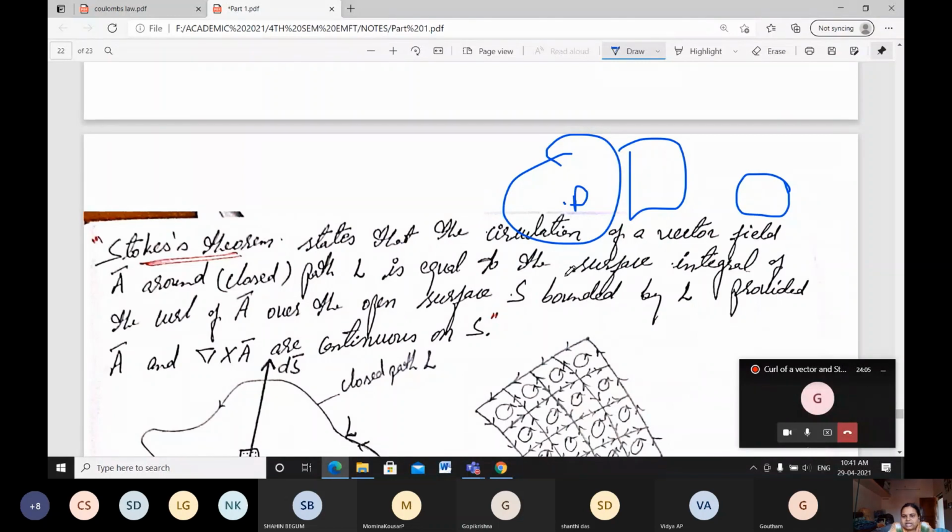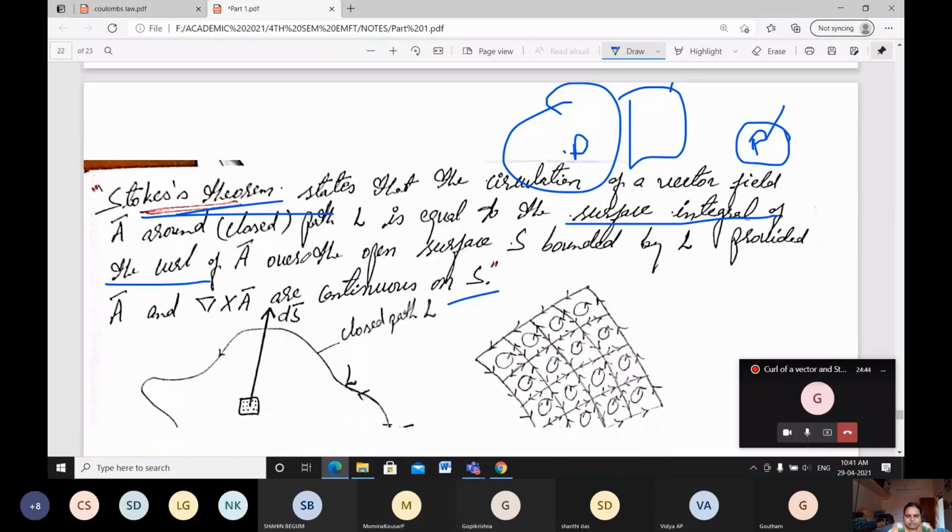is equal to the surface integral of the curl of vector A over the open surface S bounded by the path L, provided vector A and the curl of vector A are continuous on S. It should be a continuous path, it should not break anywhere, for the field where it is located. That's what the Stokes theorem states.